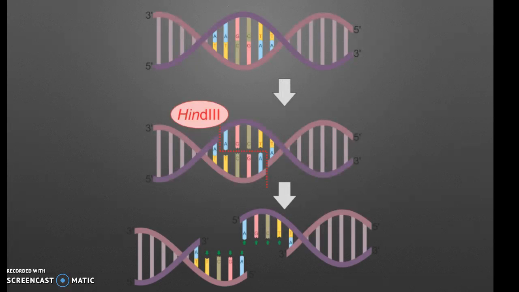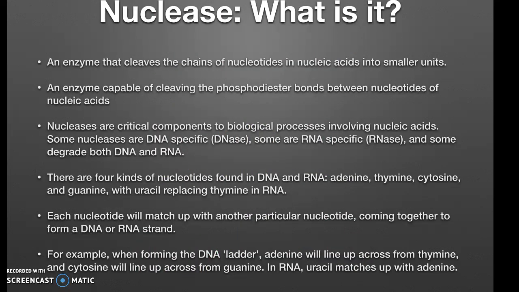So if we go back to the picture, we see up top, figure number 1 is a full DNA. Picture number 2 is where it's split, and picture number 3 is where it's been broken down and split into a smaller piece. Nucleases are critical components to biological processes involving nucleic acids. Some nucleases are DNA specific and some are RNA specific, so they're assigned to their specific things, and some can degrade both DNA and RNA, so there are several different nucleases within the body.